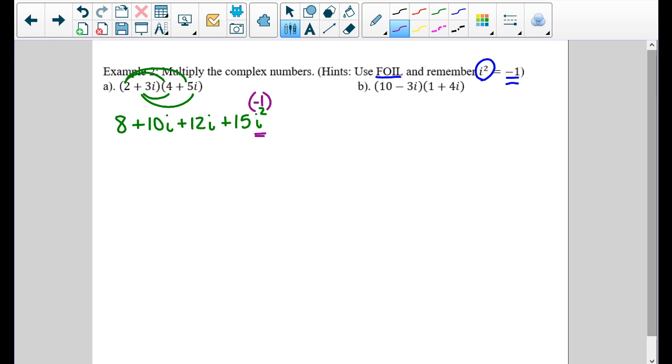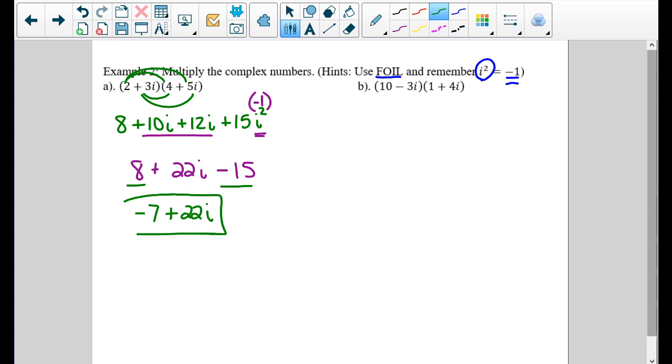Okay, so I can combine these middle terms. 10 plus 12 gives me a 22i. 15 times negative 1 is actually a negative 15. And then in the end, I can combine the real numbers there, the 8 minus 15, and get negative 7 plus 22i. Typically put your real portion, your real number, out front, and the imaginary part, the number with the i, in the back.